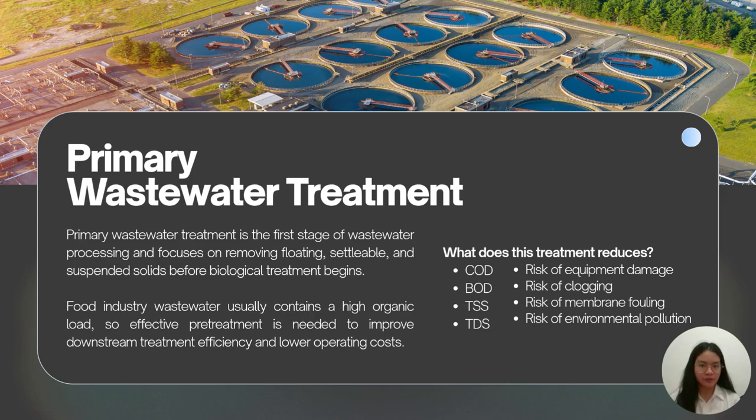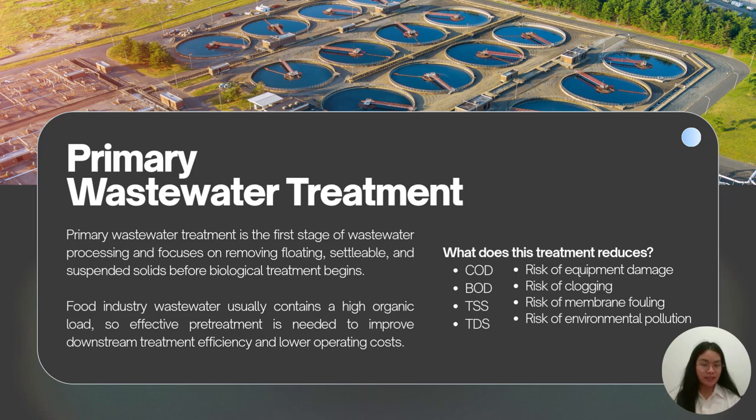Primary treatment is the first stage in our wastewater treatment system, focusing on removing floating, settleable, and suspended solids before the water enters biological treatment. Think of it as a preparation stage. The cleaner the water entering the next process, the more efficient and cost effective the entire system becomes.